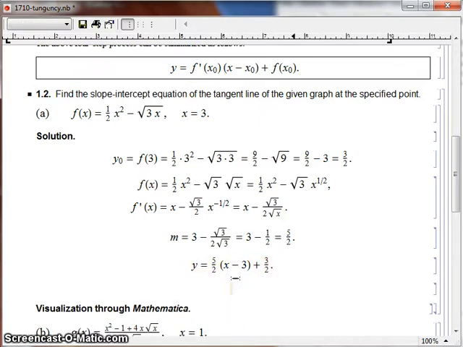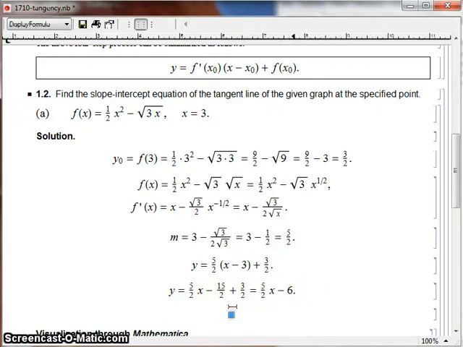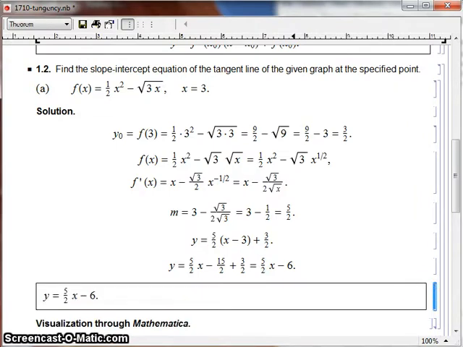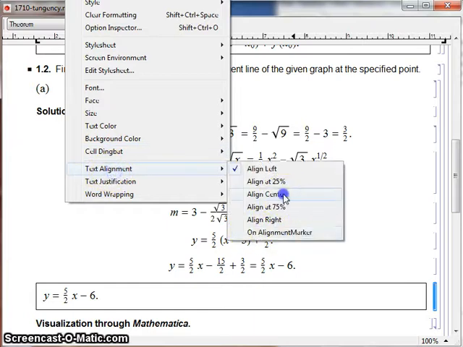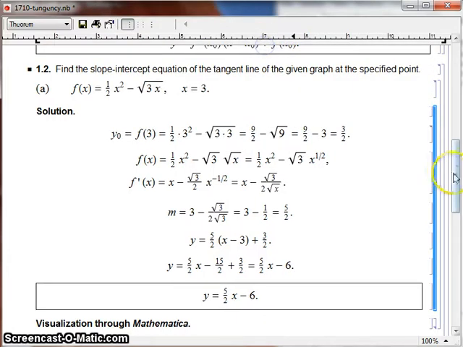Alright, let's take a little bit more algebraic manipulation. 5/2 x minus 15/2 plus 3/2. So what do we have? 5/2 x minus 6. Here we go. So we have y equals 5/2 x minus 6 as the final answer. This concludes this example problem, part A.